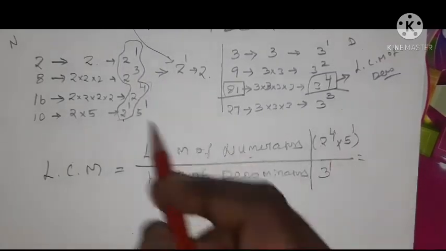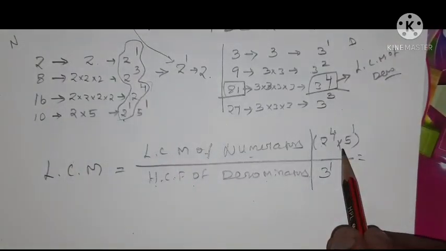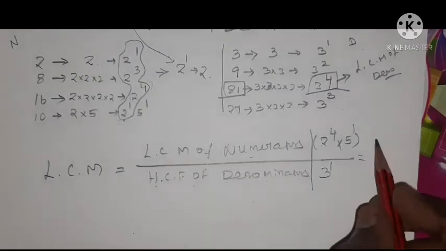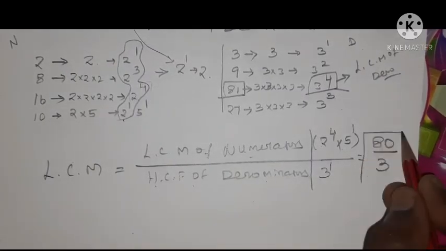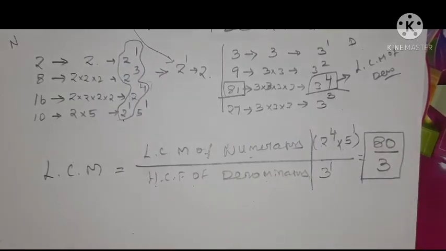Next, 2 power 4 is 16. So 16 into 5 is 80. So 80 divided by 3. So the least common multiple of the given fractions is 80 by 3.